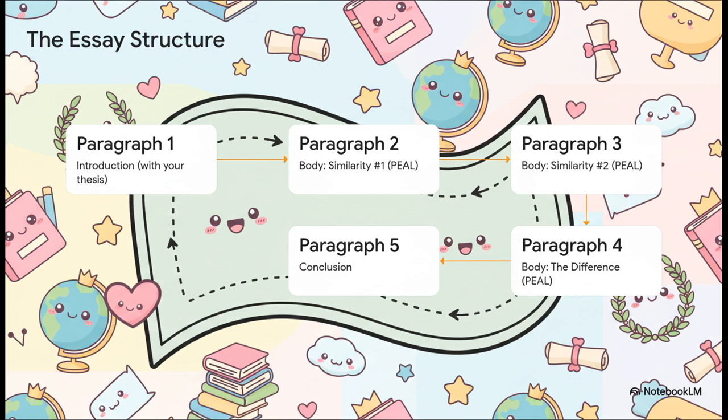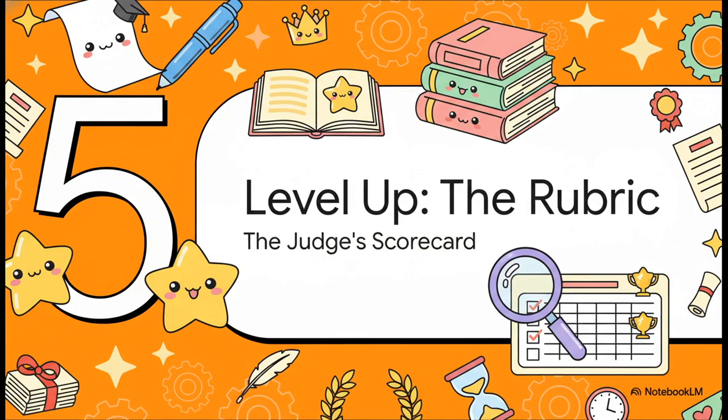Paragraph 4 is your big difference. You guessed it, using PEAL. And paragraph 5 is your conclusion. That's it. It's that simple. All right, following that plan will get you a good essay, for sure.